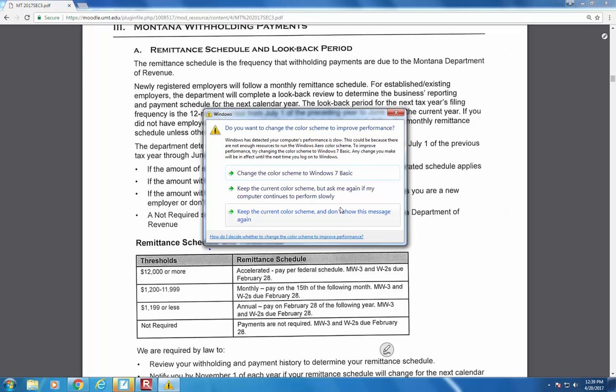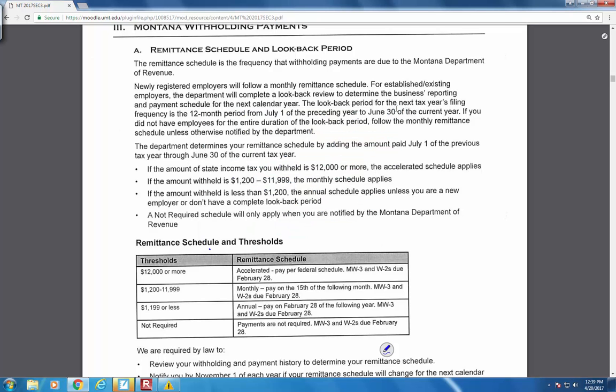When you're a new employer, they tell you you're going to follow a monthly remittance schedule. Then, after a year, they're going to send you an announcement or a notice on what you need to be in upcoming years. And they're going to tell you that you're either accelerated or monthly or annual. So they've got really 3 choices, okay? They call an accelerated schedule exactly what we've been calling semi-weekly for the feds.